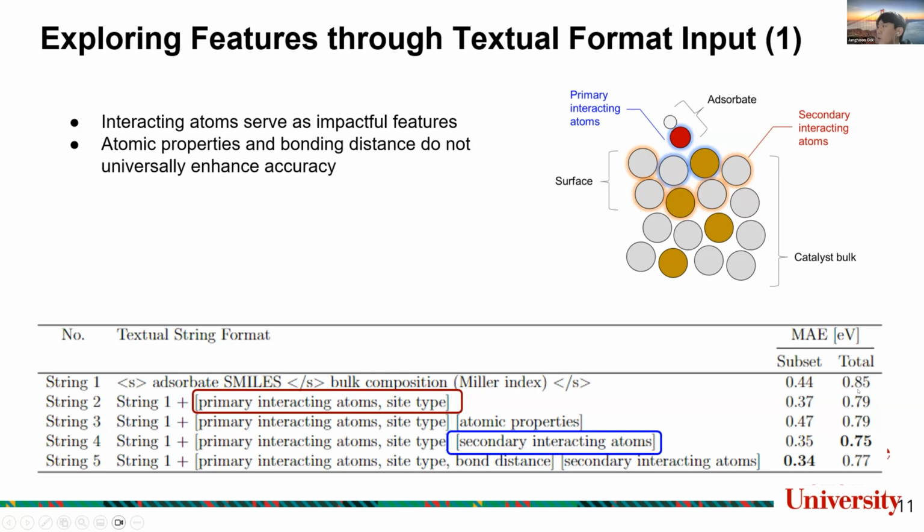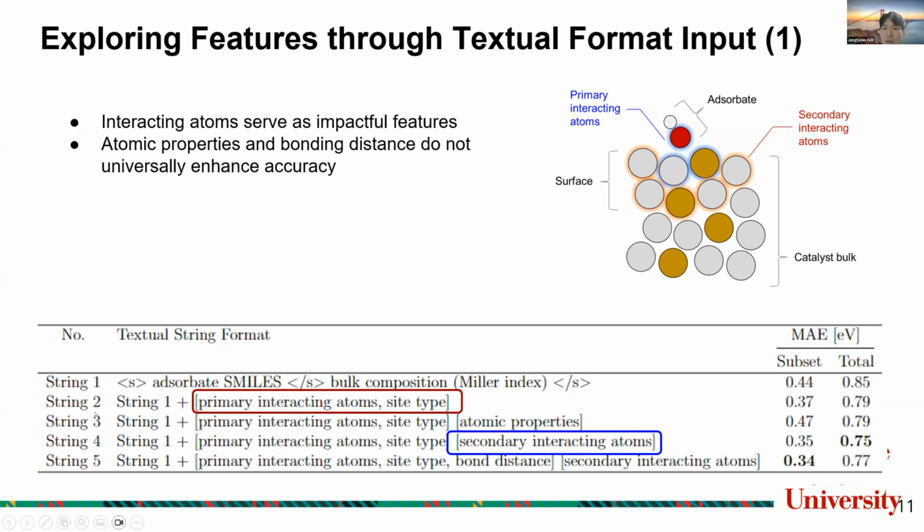And of course, the MAE, mean absolute error value, is about 0.85 eV, which is not good enough to be practically used. But it's noteworthy that this CatBERTa model can process this data and it can capture the basic correlation. So what matters is how to elaborate this adsorption configuration by using other features.